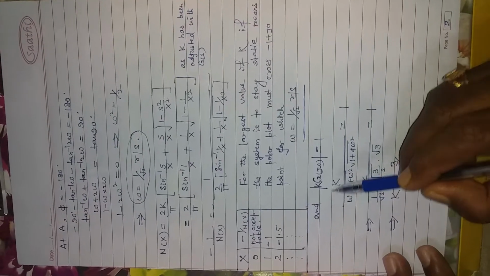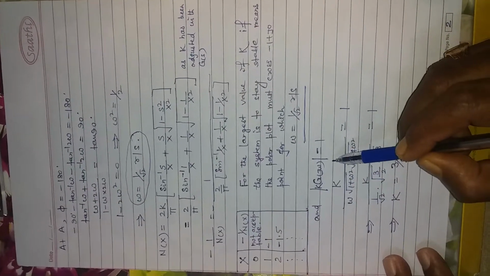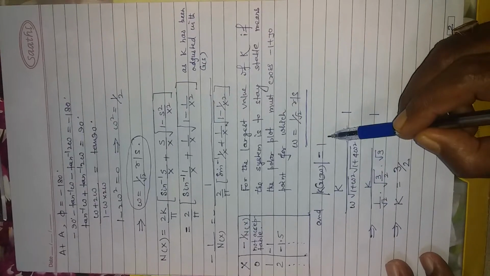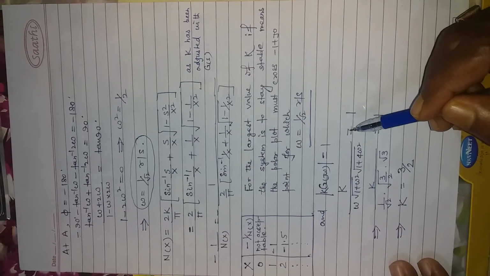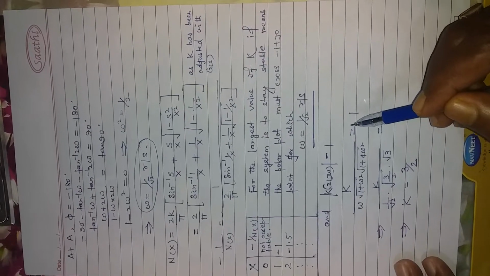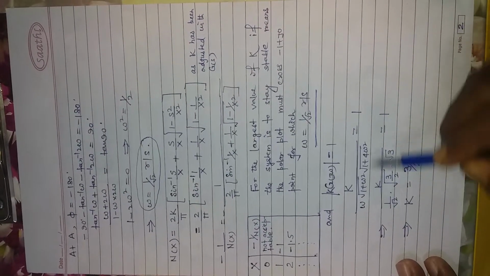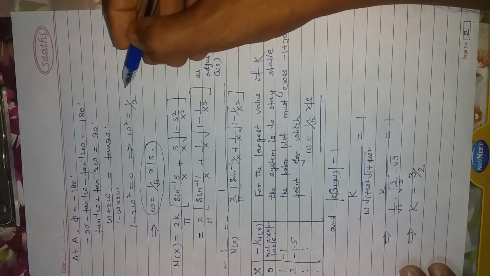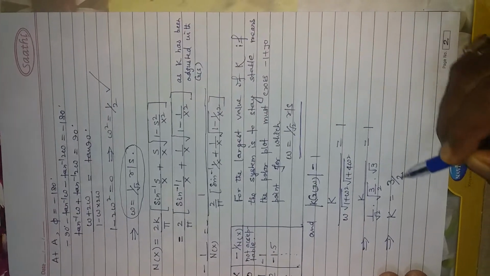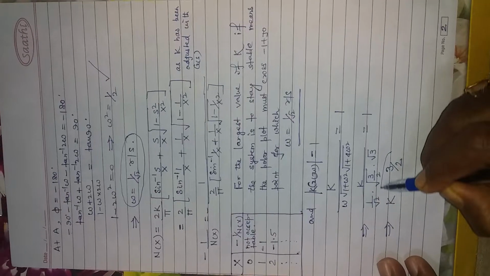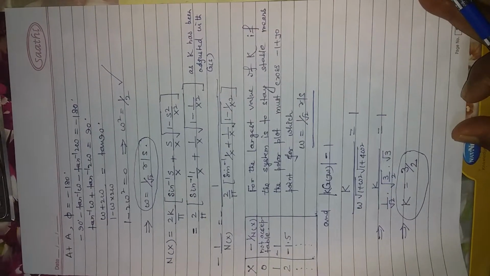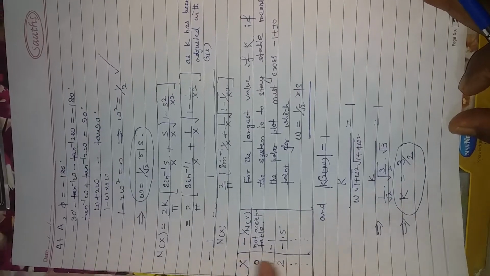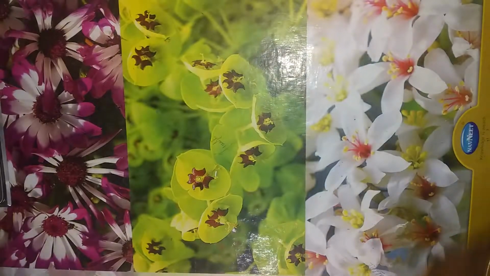and the magnitude of kG(j omega) equal to 1 is used for determining the optimum value of k for which the system would stay stable. After setting this value of omega taken right from here, we get the result that for k equal to 3 by 2, the system is going to stay stable. That is, the optimum value of k equal to 3 by 2 is the result.